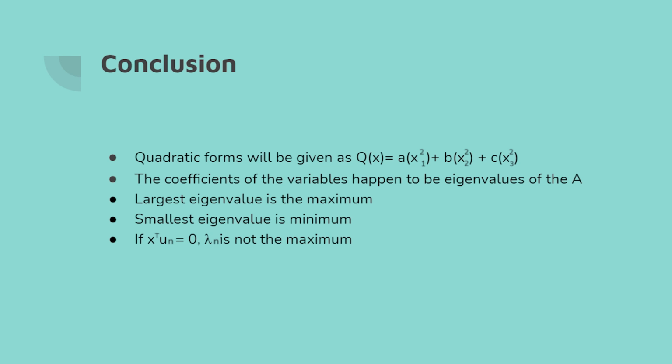As of now, we have reached the end of our presentation. I just quickly wanted to recap a couple of points. For a quadratic form, you will be given a form of q of x equal to a times x1 squared plus b times x2 squared plus c times x3 squared for a symmetric matrix A. The coefficients of the variables happen to be eigenvalues of the matrix A for q of x equal to x transposed times A times x, and the largest eigenvalue is the maximum, while the smallest eigenvalue is the minimum. In addition, we found that if x transposed times u sub n is equal to 0, then eigenvalue sub n is not the maximum if there is some eigenvalue greater than it.